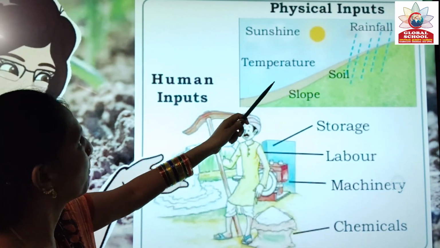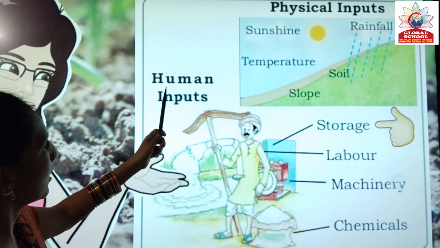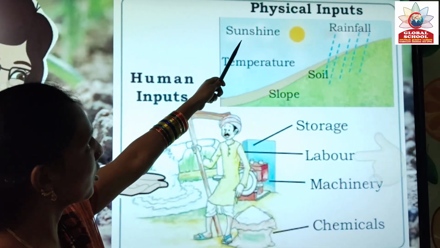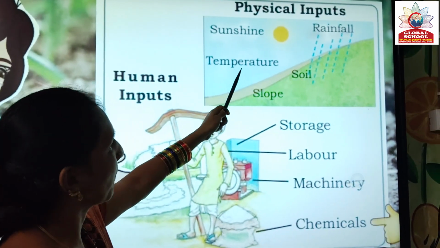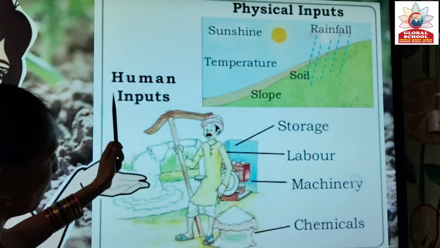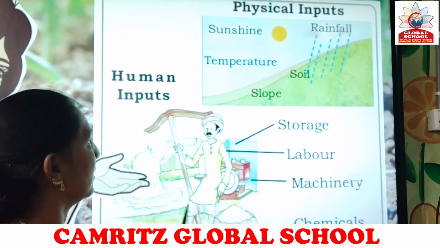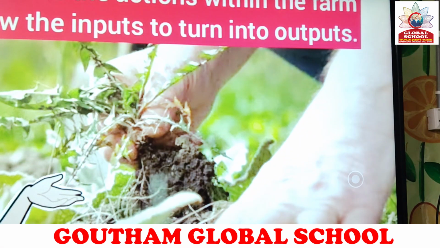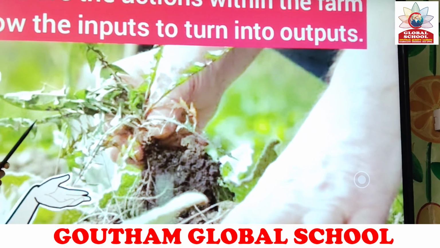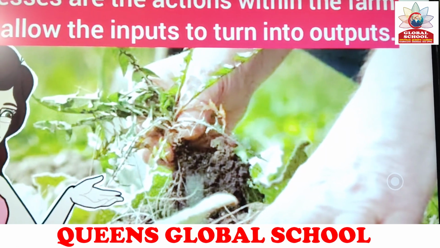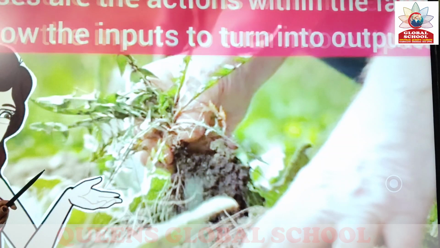What are physical inputs and human inputs? In physical inputs, we have sunshine, rainfall, temperature, soil, slope. And in human inputs, we need storage, labor, machinery and chemicals. Process means the actions within the farm that allow the inputs to turn into outputs. From inputs we turn to outputs.